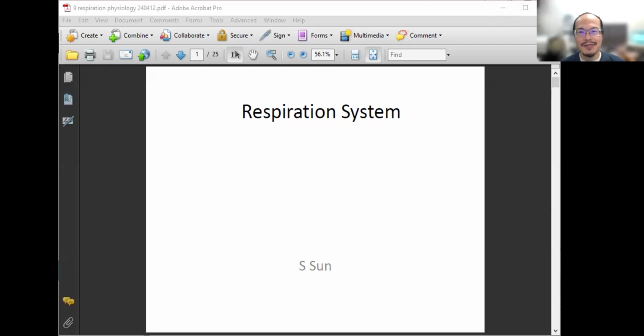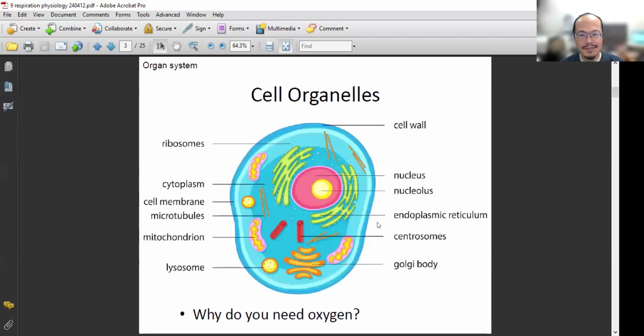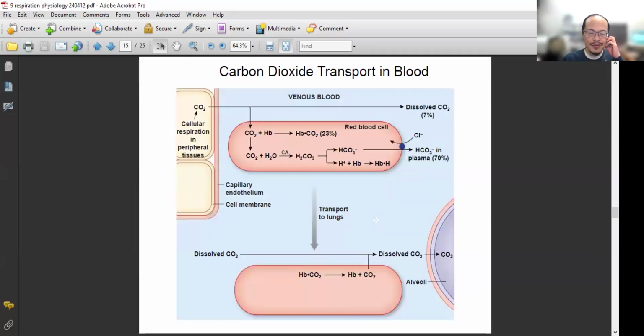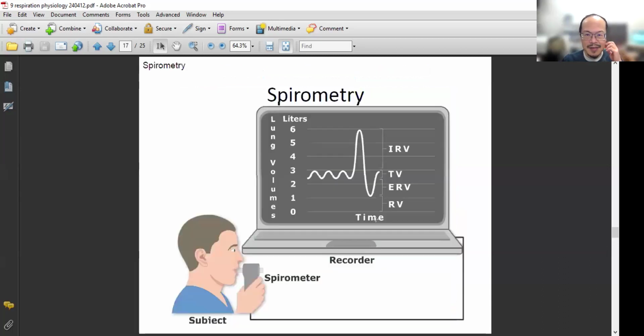So, okay, where are we? Let me see. So here is this. We already went through all this: the blood transport, how blood transports O2 and CO2. The next thing is how do we breathe?